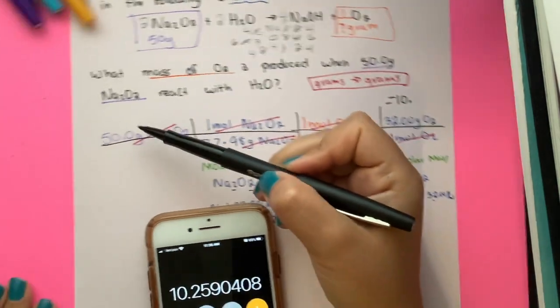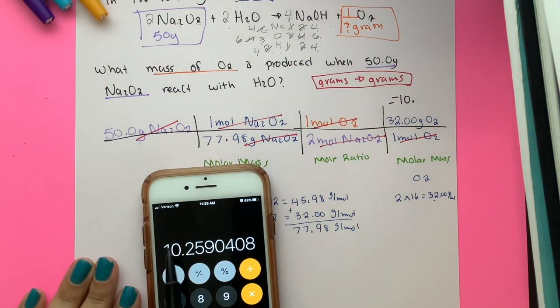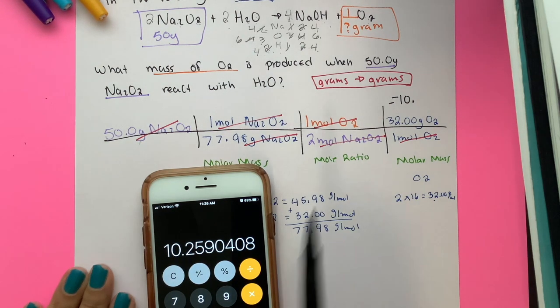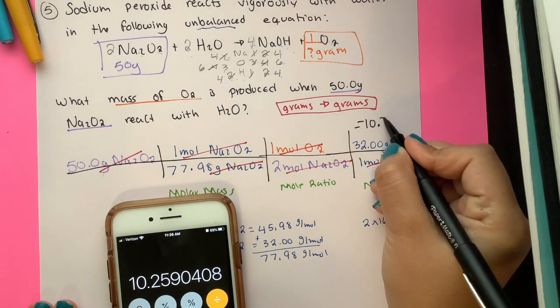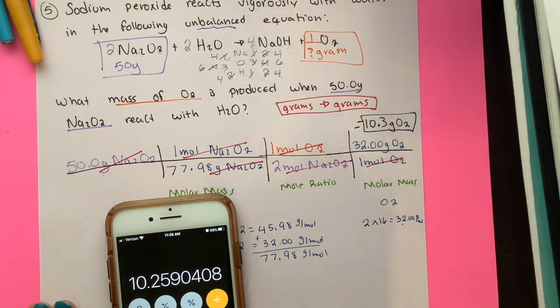Now, since my original number had 3 significant figures, I'm going to round this to only have 3 significant figures. So the 10 stays. I'm going to round to the 3. Since we have a 5, it becomes a 3 grams of oxygen, and that is my final answer.